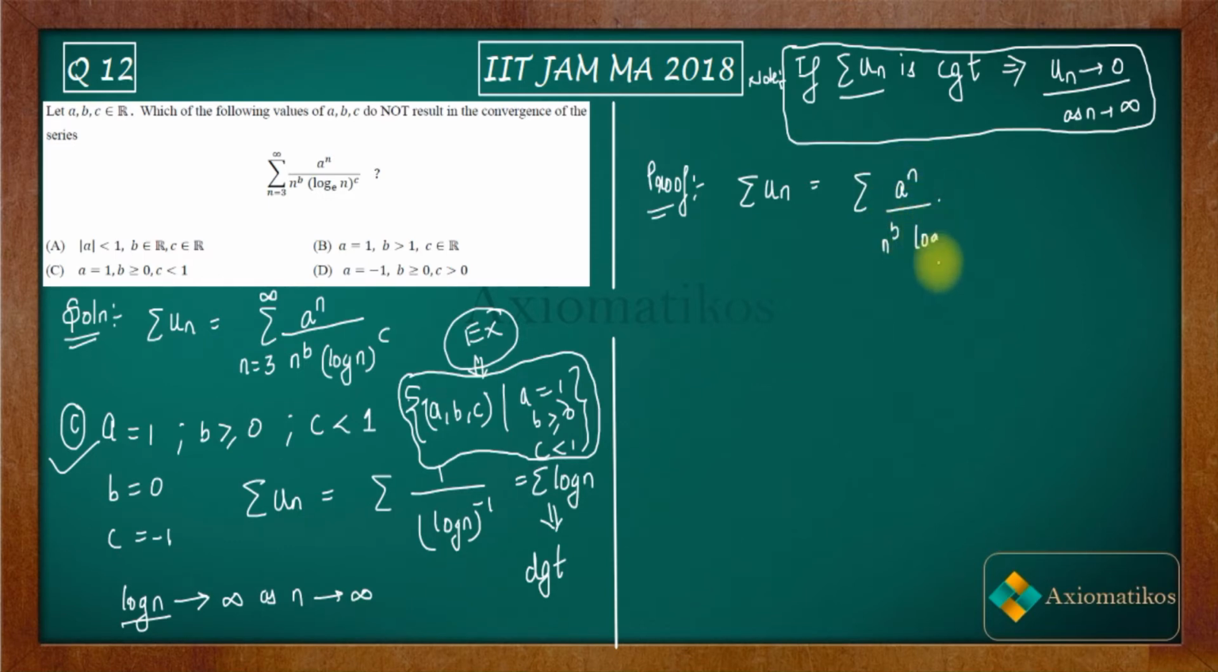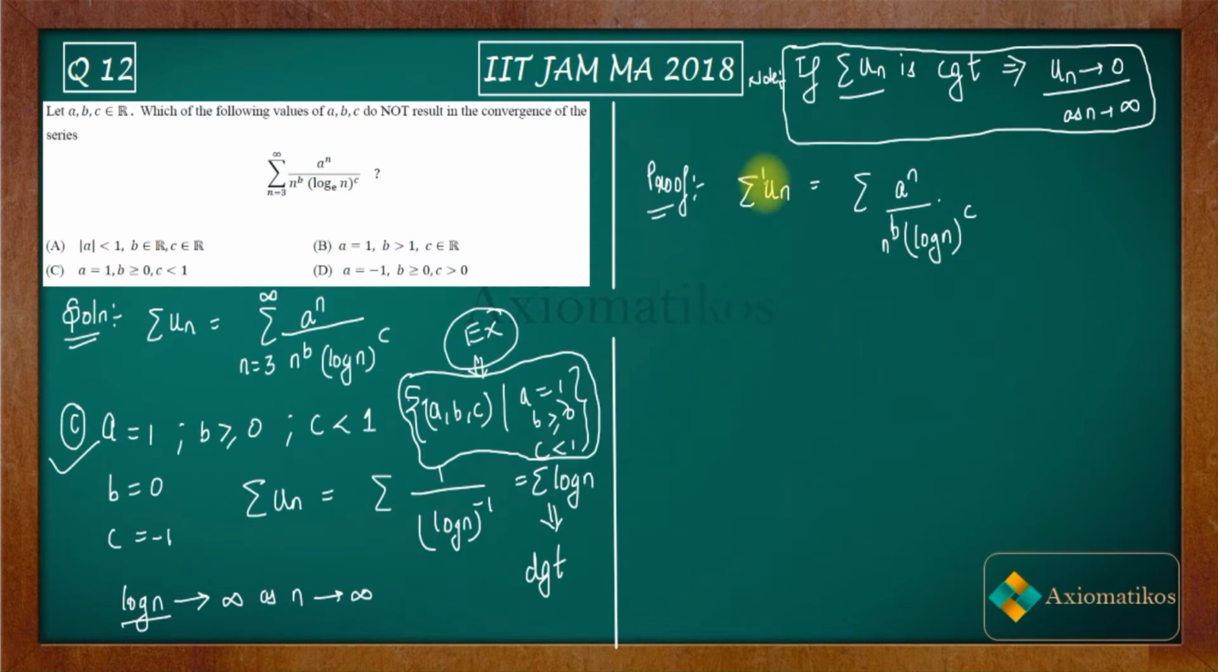So firstly, we need to think about this A, since we are doing it in a general way. Let us say this A is negative, then this series will not be a positive term series. Now, since it is not a positive term series, the general tests that you know, you cannot use them.